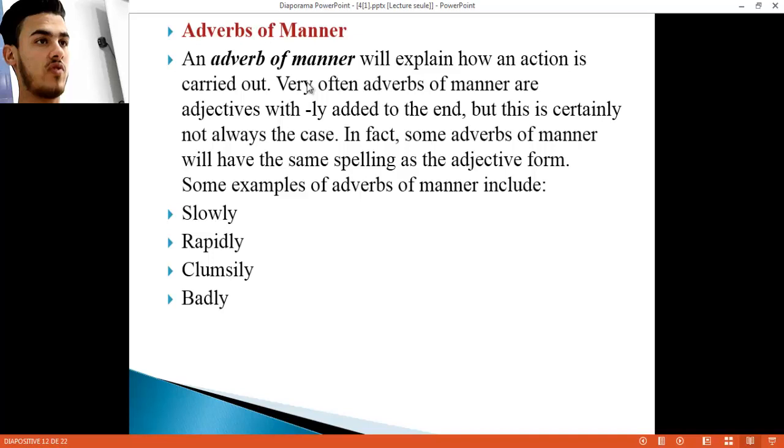We have to see also the types of adverbs. Adverbs of manner will explain how an action is carried out. Very often adverbs of manner are adjectives with ly added to the end. So we have a simple adjective, and when we add an ly we will get our adverb, and that adverb expresses a manner. Here in the example we have the adjective slow, and when we add an ly it becomes slowly. So here we have the list of adverbs: slowly, rapidly, clumsily, and badly.